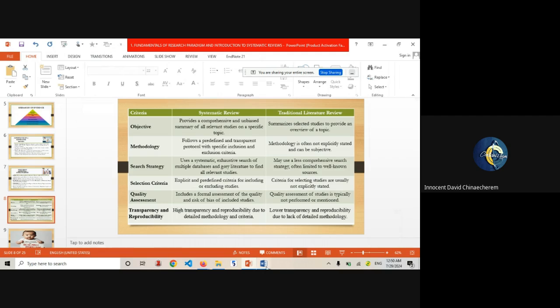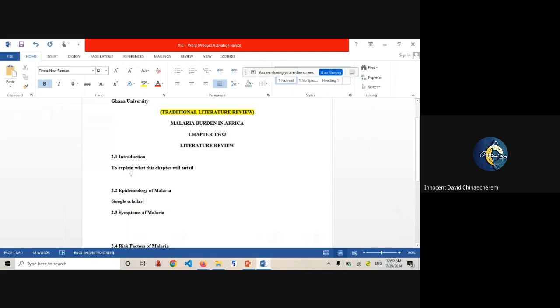So this is the difference, right? In your traditional literature review, you're making the judgment. You're the one to decide to put this heading. You're the one to decide to put any type of paper you want to put. Everything is based on your own decision, so it's subjective to bias.